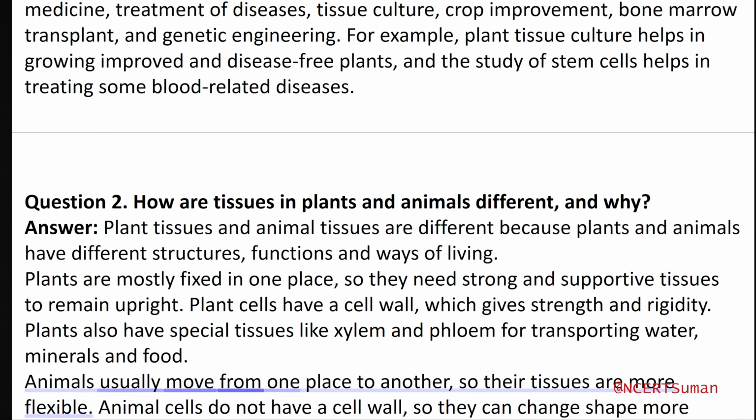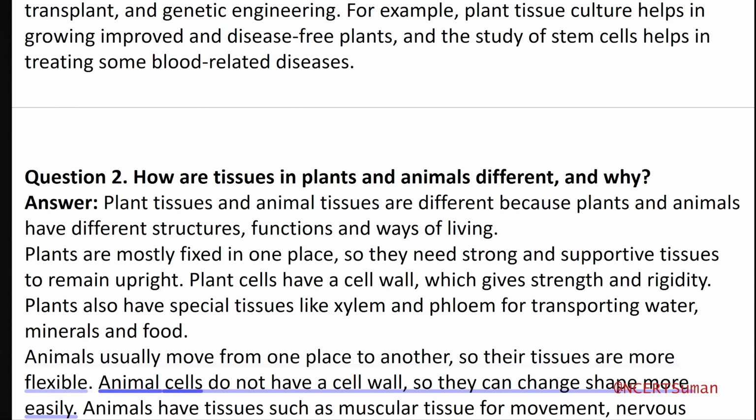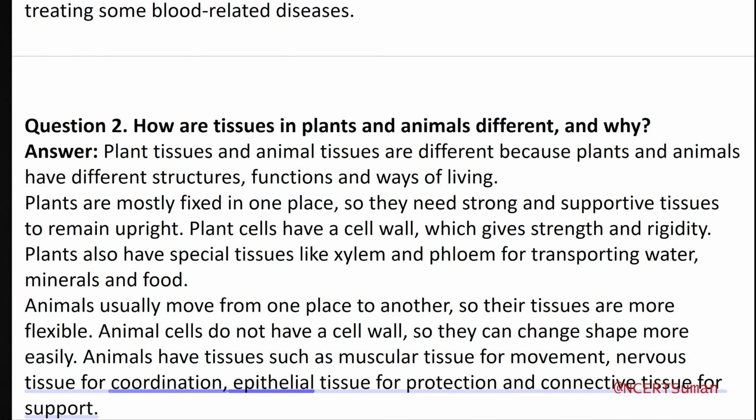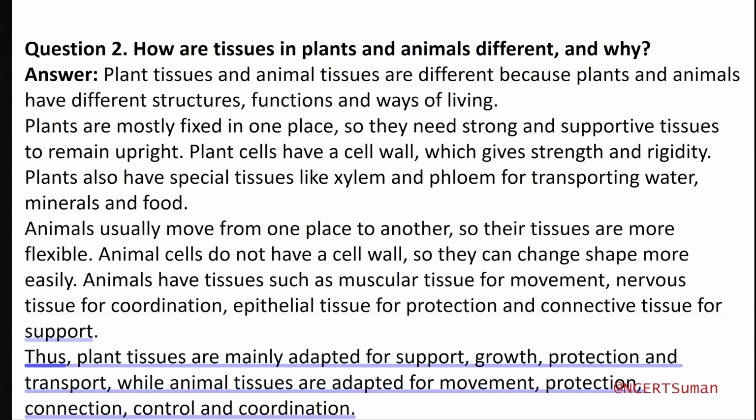Animals usually move from one place to another, so their tissues are more flexible. Animal cells do not have a cell wall, so they can change shape more easily. Animals have tissues such as muscular tissue for movement, nervous tissue for coordination, epithelial tissue for protection and connective tissue for support. Thus, plant tissues are mainly adapted for support, growth, protection, and transport, while animal tissues are adapted for movement, protection, connection, control, and coordination.